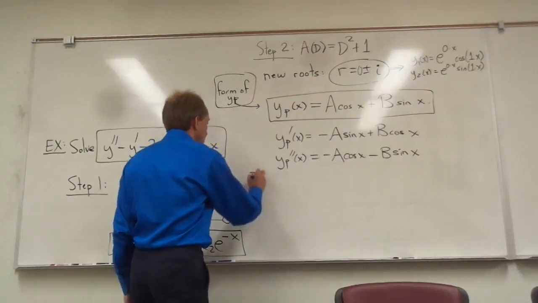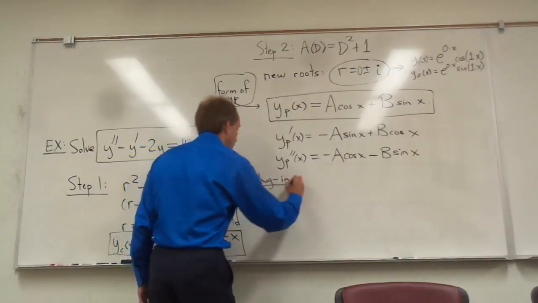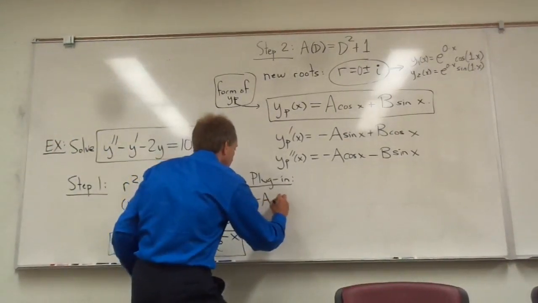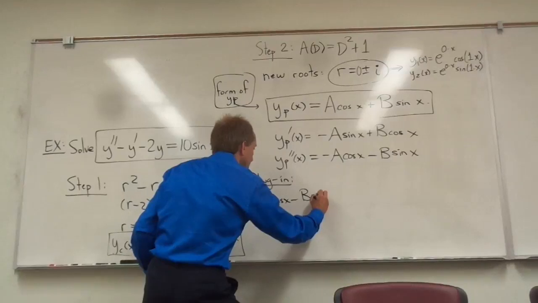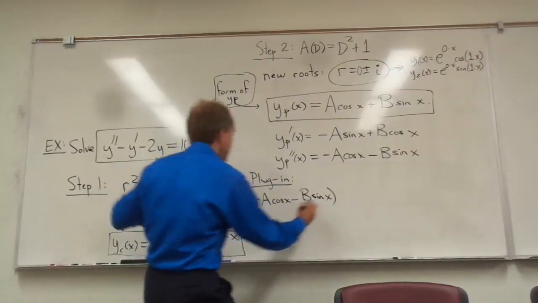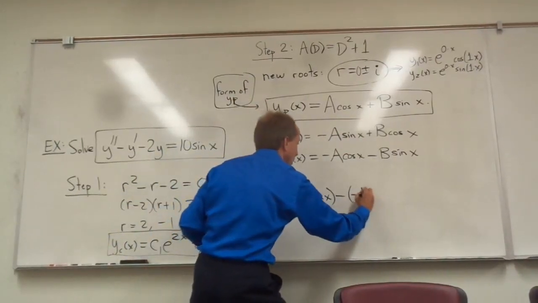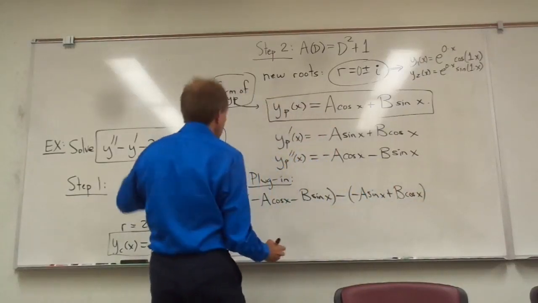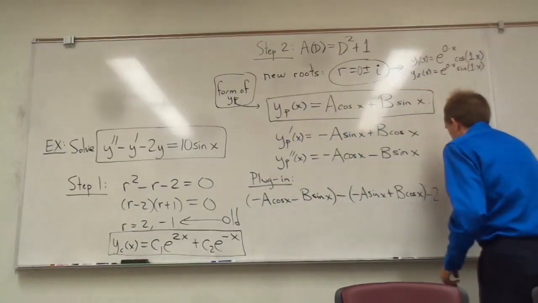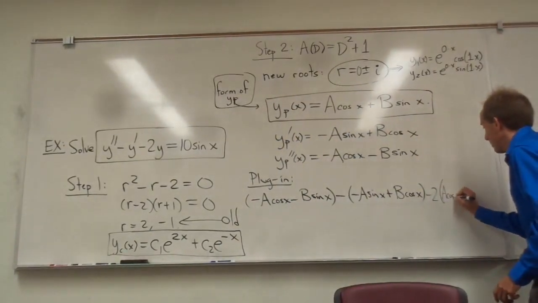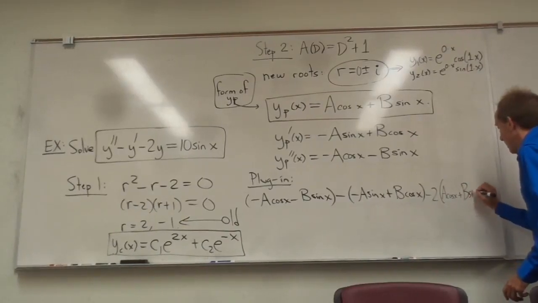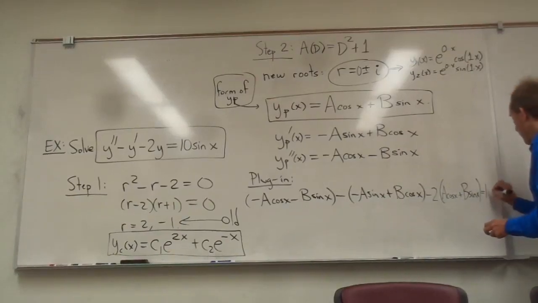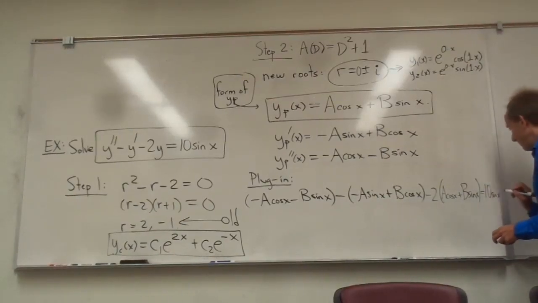Now I'm just going to plug this into our differential equation. I have the second derivative, negative a cosine x minus b sine x. Then minus y prime, that's negative a sine x plus b cosine x. And then minus 2 times y, so minus 2 times a cosine x plus b sine x. This takes a lot of room. And then that all has to equal 10 times the sine of x.